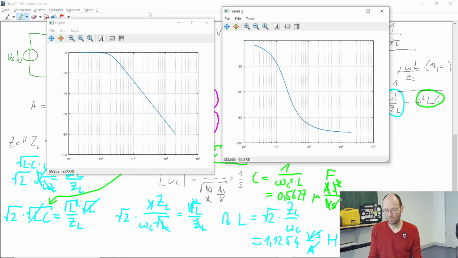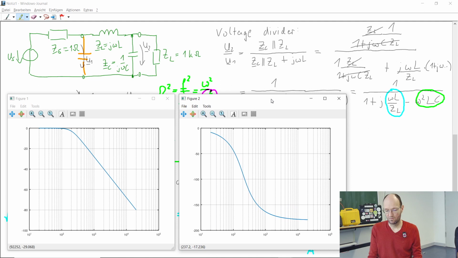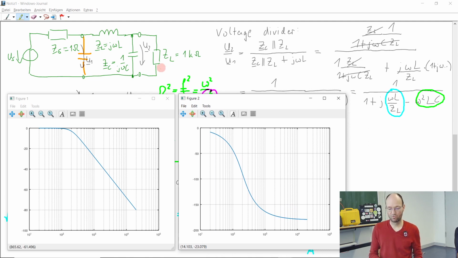So this is the amplitude response. This is the phase response of our second order low pass Butterworth filter. And this phase response is also rather smooth. This is one property of these Butterworth filters.